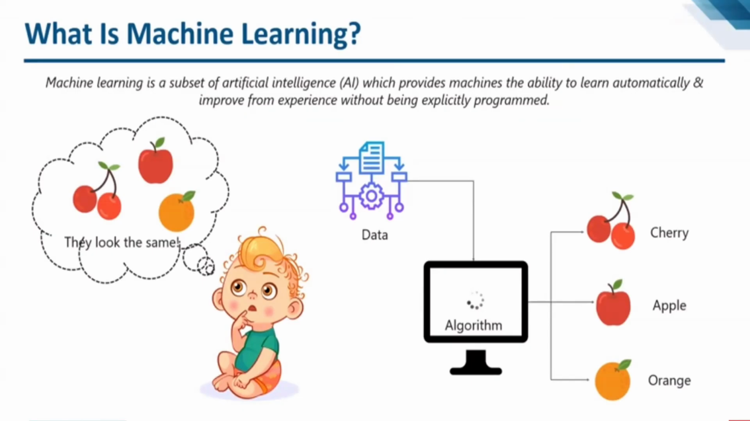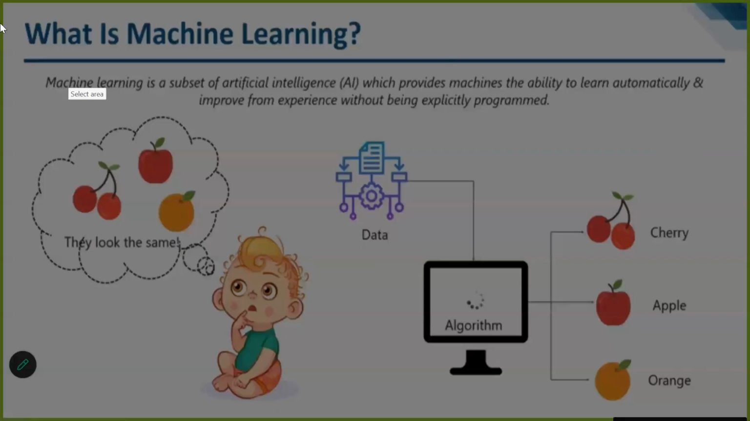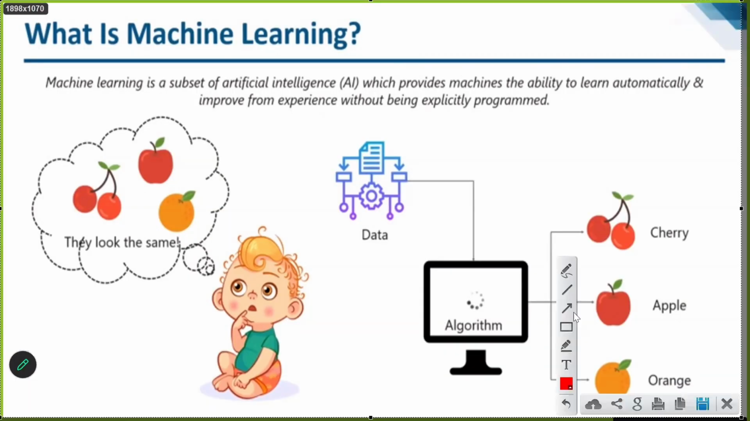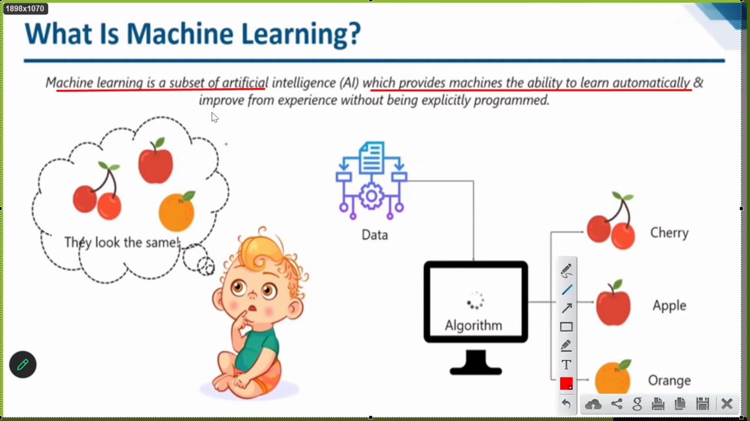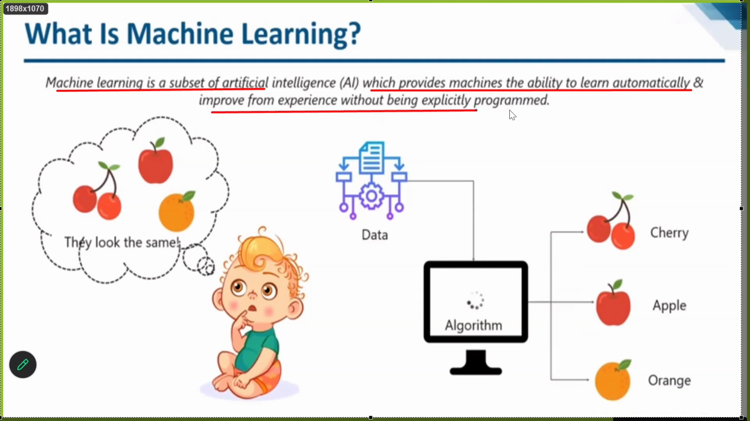Generally, I won't say it is a definition, it's just a conceptual explanation. Machine learning is a subset of artificial intelligence which provides machines the ability to learn automatically and improve from experience without being explicitly programmed.